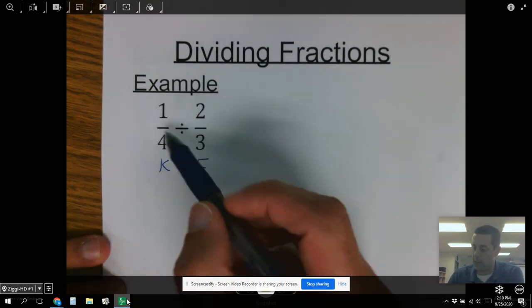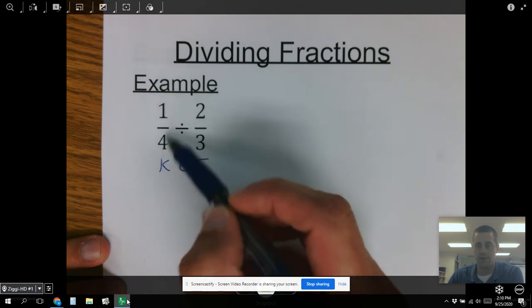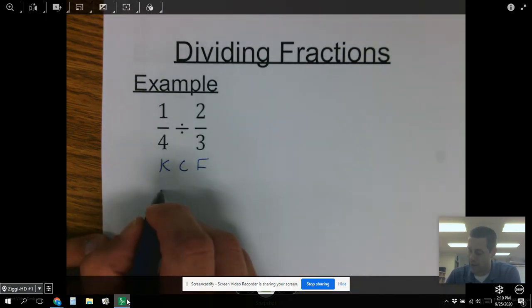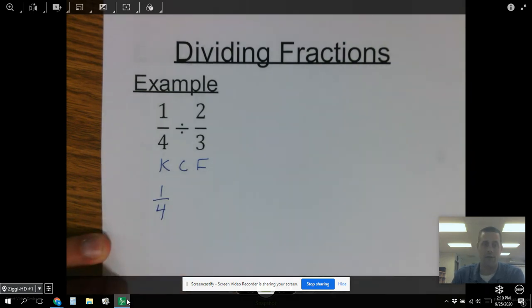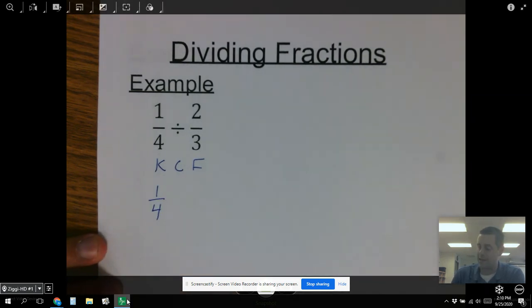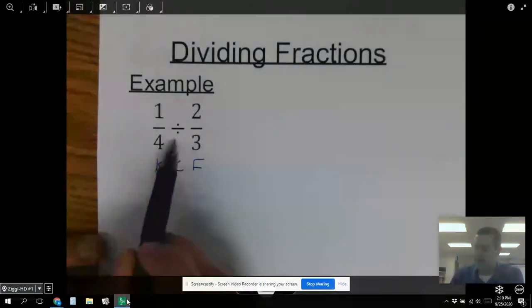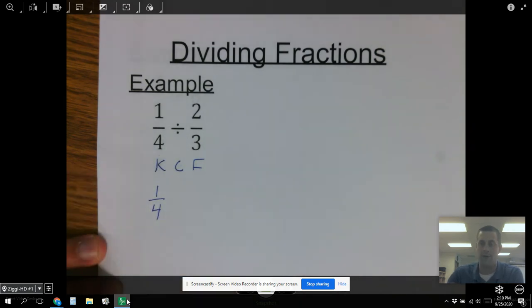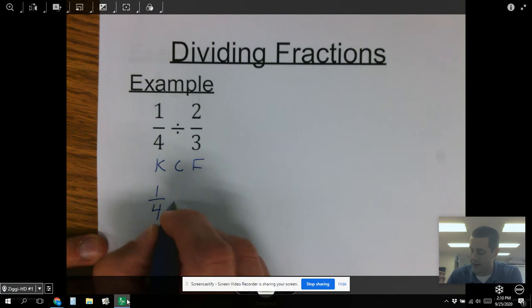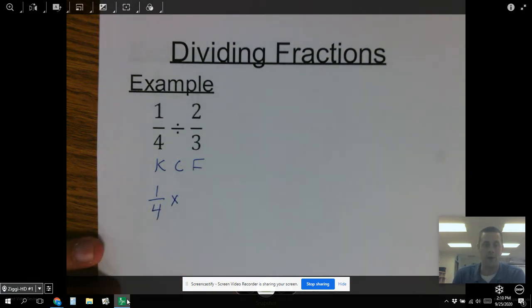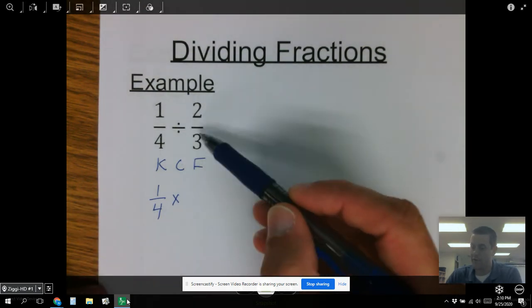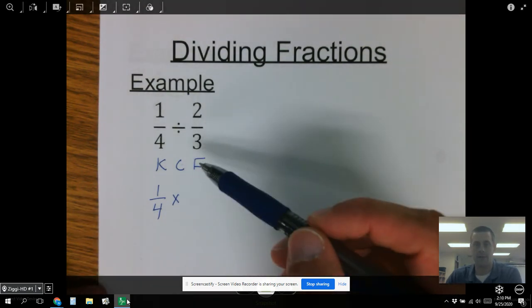What it means is we're going to take the first fraction in our problem and we're going to keep it the same. So everyone, leave 1/4 alone. Next, we're going to change the operation. We are going to change division to its inverse, to the opposite. The opposite of dividing is multiplying. So we have now changed this into a multiplication problem. But in order to do that, we need to flip the second fraction.